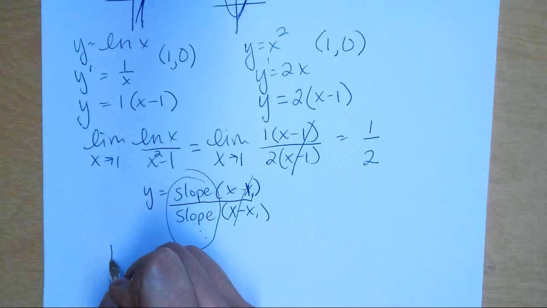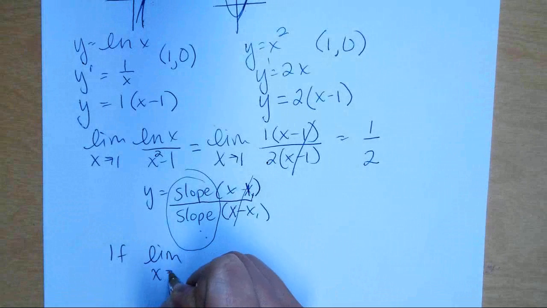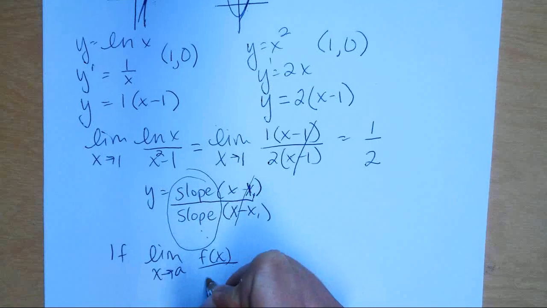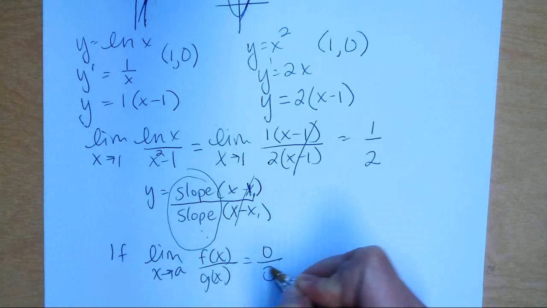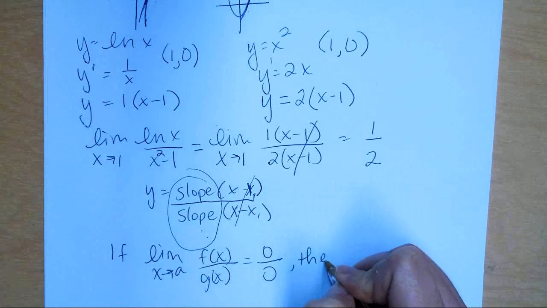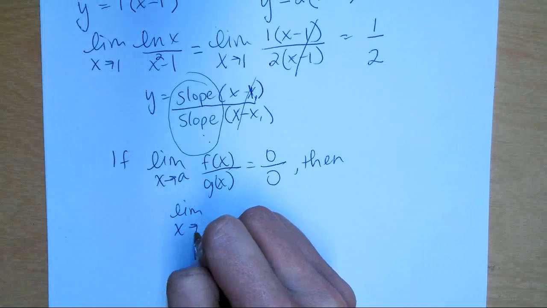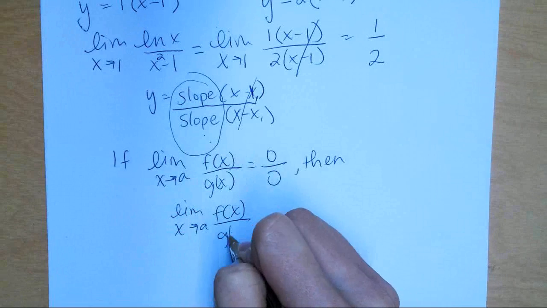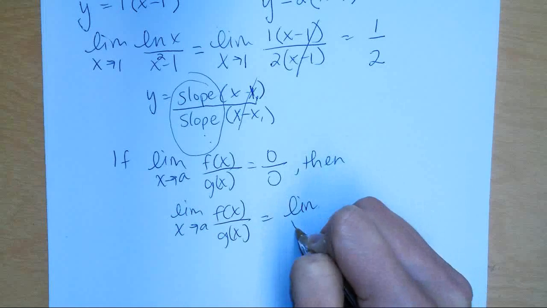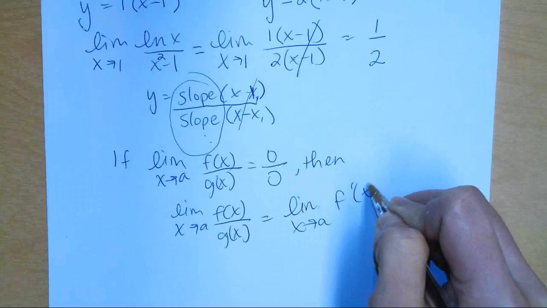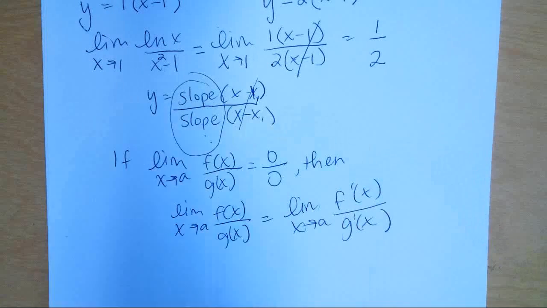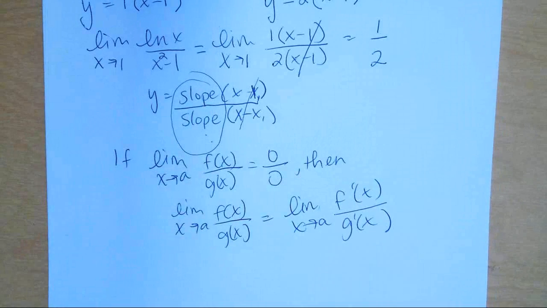So that means if the limit as x approaches a of a function over a function equals 0 over 0, then the limit as x approaches a of f of x over g of x is equal to the limit as x approaches a of f prime of x over g prime of x. So if we get 0 over 0, we can look at the linearization of the line.